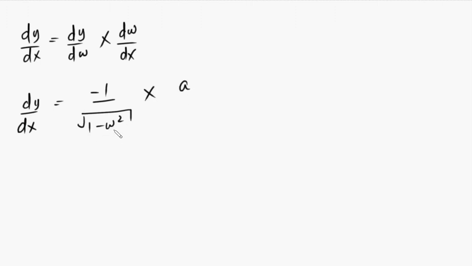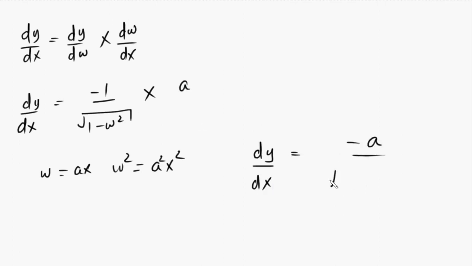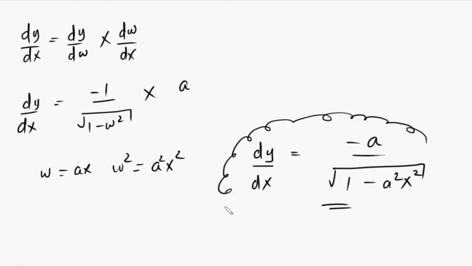Kwa hiyo dy dw tumesema ni negative 1 over the square root of 1 minus w squared times dw dx tumesema ni a. But what is w? w is a x. So w squared is just equal to a squared x squared. So my dy dx finally will just be a times negative 1, gets negative a over the square root of 1 minus a squared x squared. So this is the answer, the derivative for the cos inverse of ax, where a is a constant.